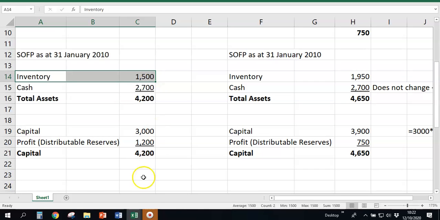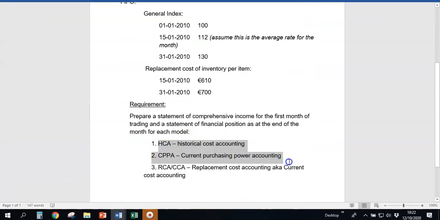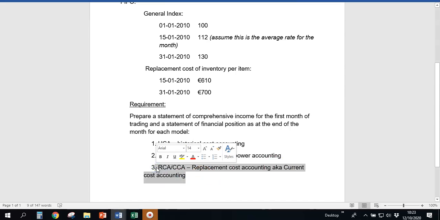All right, so just bear with it. You don't need to worry about the last one for now. Just focus on the first two, historical cost accounting and current purchase power accounting, and make sure you're happy with those. We will look at the current cost accounting, the last one, on next Monday, week 3's session.